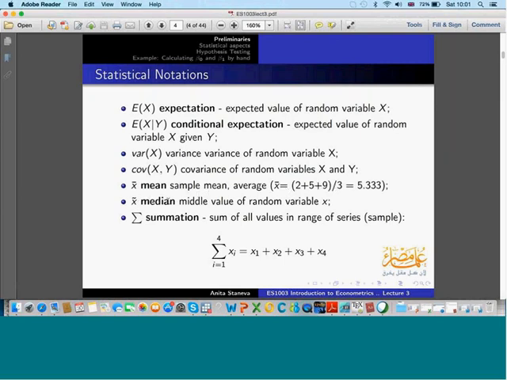The median, we use this notation, which is the middle value of a random variable x, and we sometimes are going to use the summation operator, which is the sum of all values in a range or series of some samples. So the sum of xi, with i from 1 to 4, can be expressed in this way.